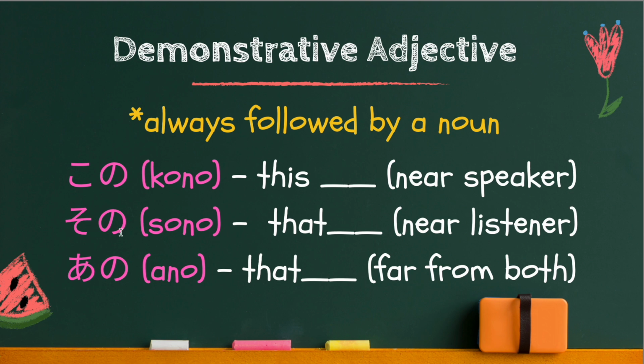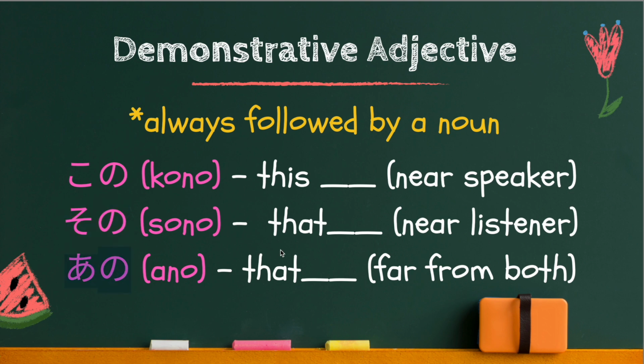Second one, その means the something. This is when that thing is near the listener, but you need to be specific about what you are pointing at. So, the pen, for example, the pen is その pen. So this is when my friend, the listener, is holding a pen and I say, that pen is cute. I would say その pen because その has to be followed by a noun.